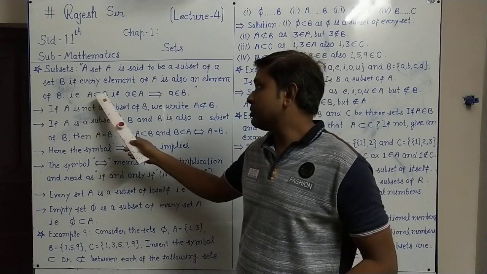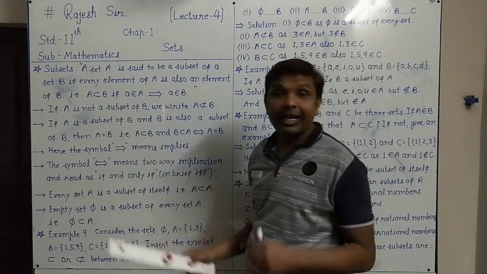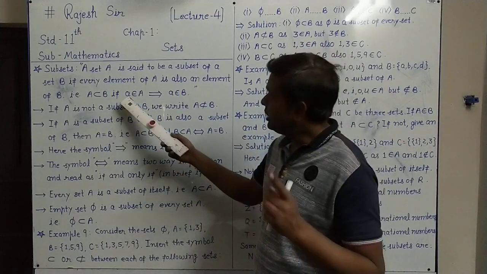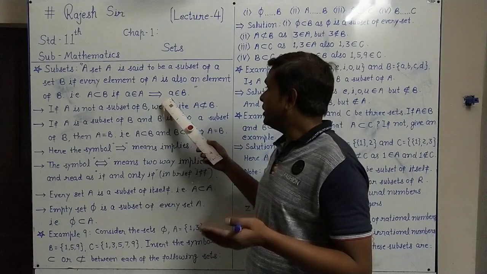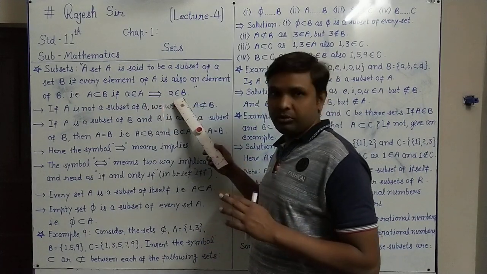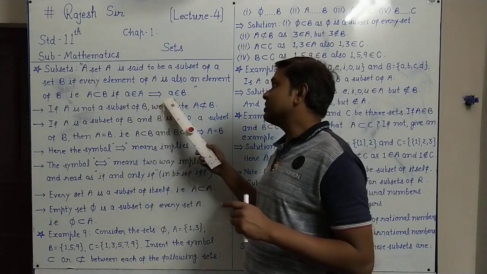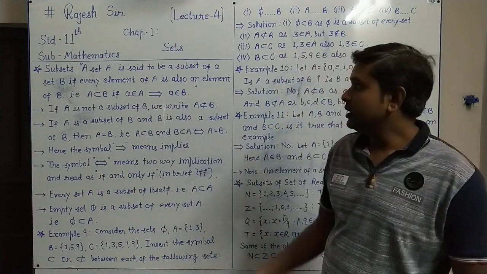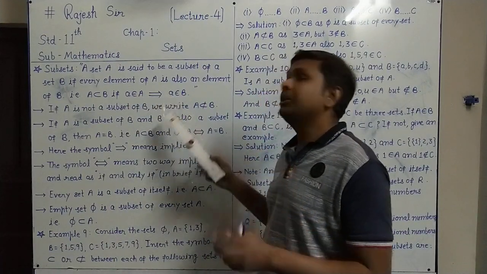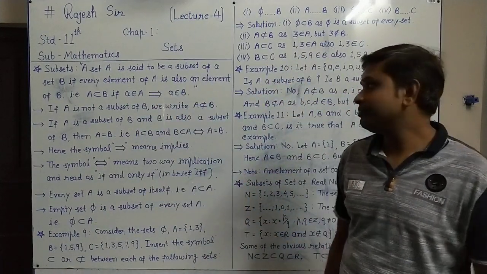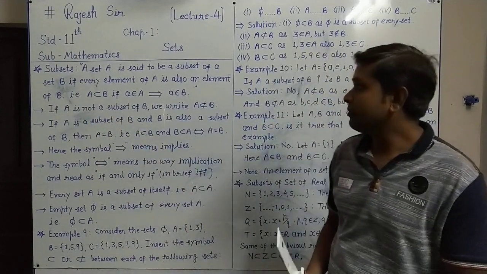The set A is a subset of B can be written as A ⊂ B if, whenever an element is in A, it will be in B also. So A ⊂ B means x belongs to A implies x belongs to B also. If the element is in A, then the element will be in B also. Then only A ⊂ B.